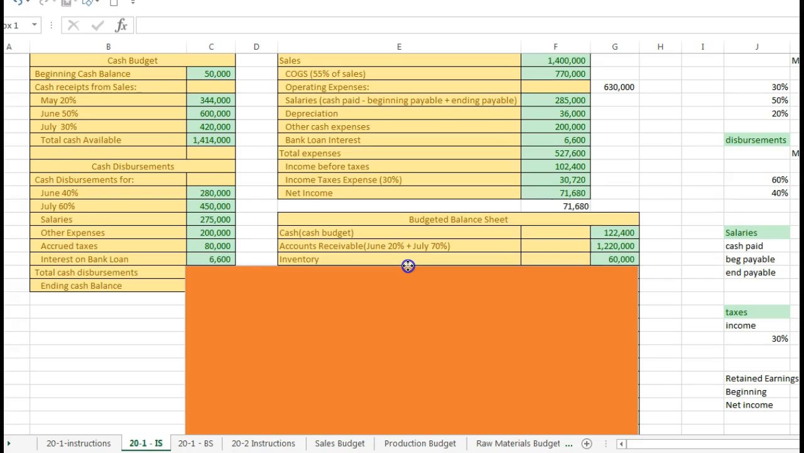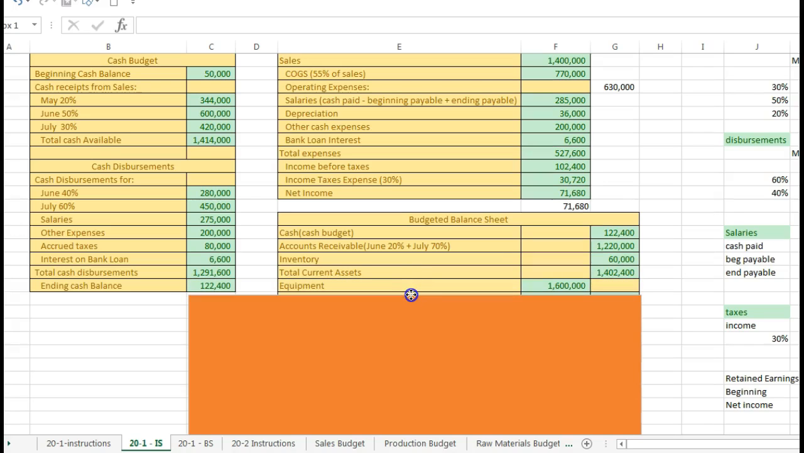Those are all of the cash receipts and disbursements for the month of July. That gives us total disbursements of $1,291,600, and ultimately we end up with an ending cash balance of $122,400. Now you're going to need all of these numbers again, so just hang on to them and make sure you got them right. So now I can do the sales, right?